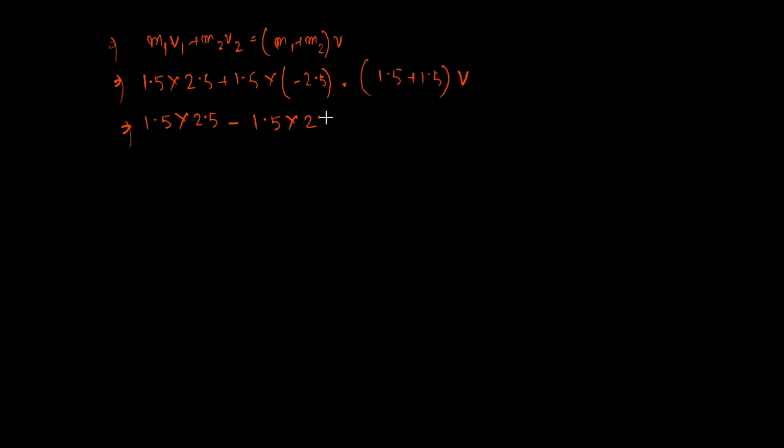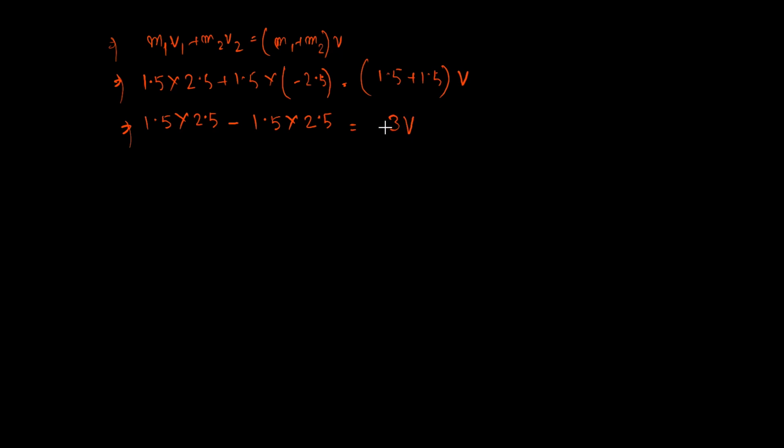Now we will put in the values. m1 is 1.5 into v1, which is 2.5, plus m2 is 1.5 and v2 is minus 2.5. On the right side, 1.5 plus 1.5 into v. If you look closely and solve further, we get 1.5 into 2.5 plus 1.5 into minus 2.5, which is equal to 3 into v.